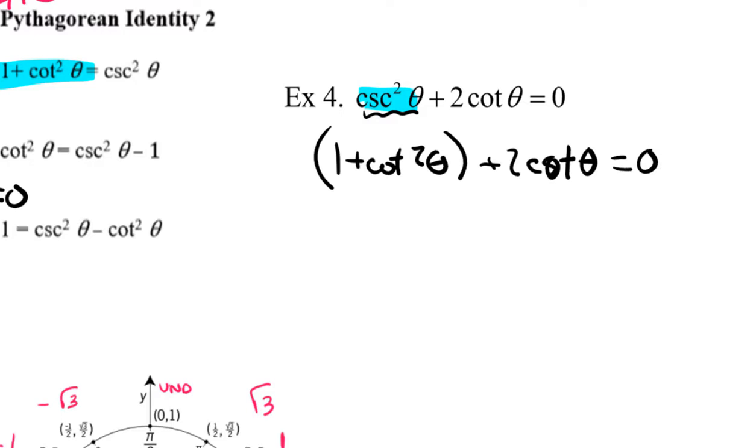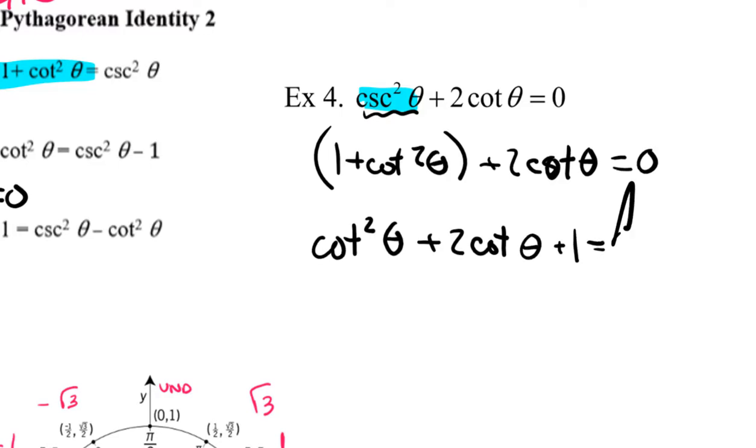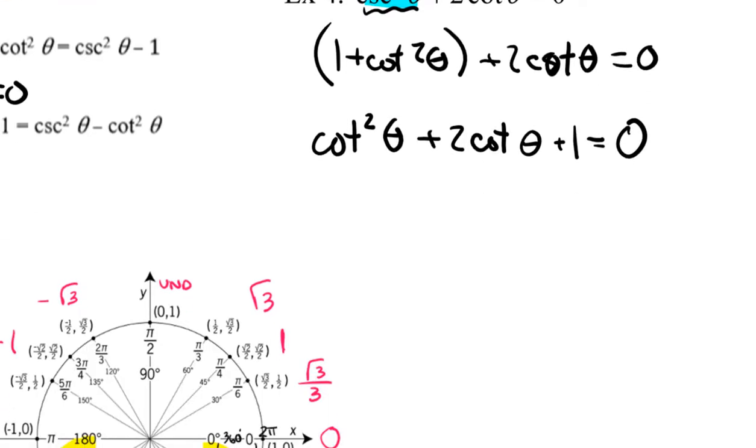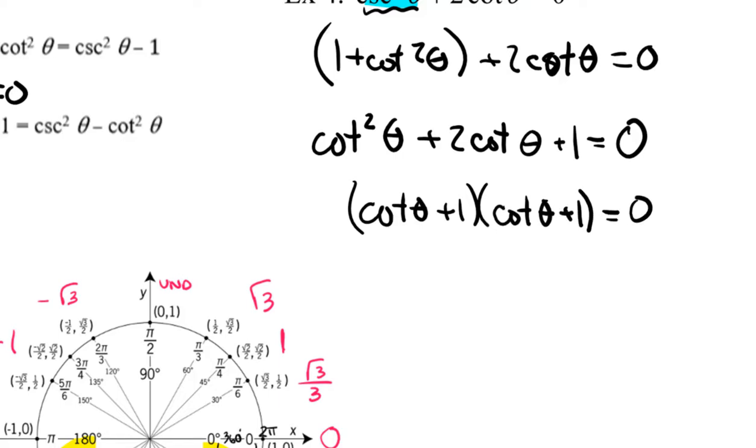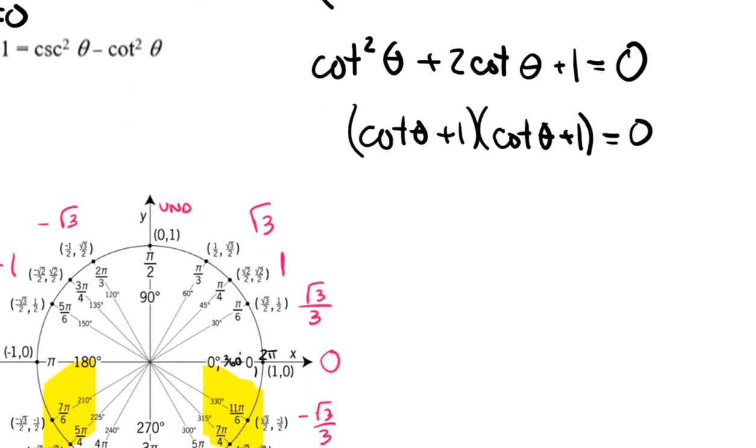Now we're going to rewrite that in standard form, getting rid of our parentheses. So now we're going to have cotangent squared theta plus 2 cotangent theta plus 1 equals 0. This is actually a perfect square trinomial, right? So that's going to factor into cotangent theta plus 1, and then the same factor again, cotangent theta plus 1 equals 0. Since both of these are the same factor, we only have to do one of them, right? So cotangent theta plus 1 equals 0. Make sure you show that step.